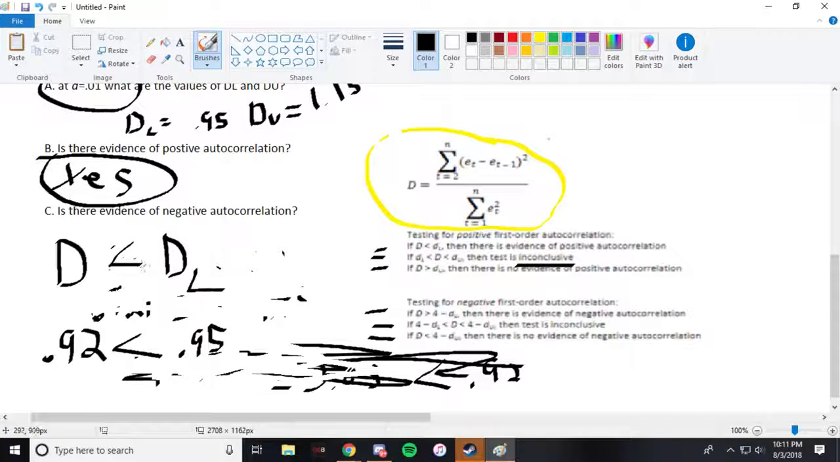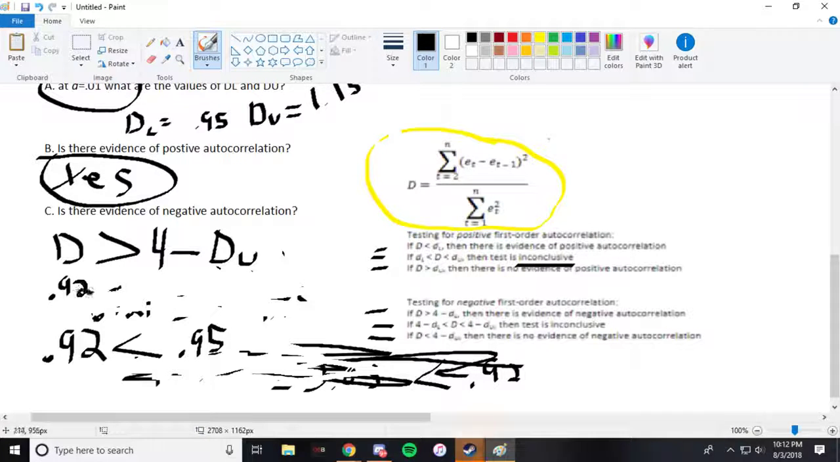Now, if this wasn't the case and we wanted to test for negative autocorrelation, we could do that just as easily. What we want to know for this one is we actually use the integer of 4. For whatever the reason is, that's just the way you test it. So if we want to test if it is negative, we're going to test if D is greater than the sum of 4 minus DU. And so we plug this in.